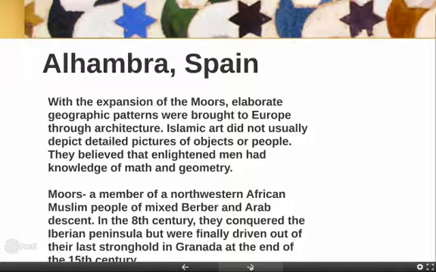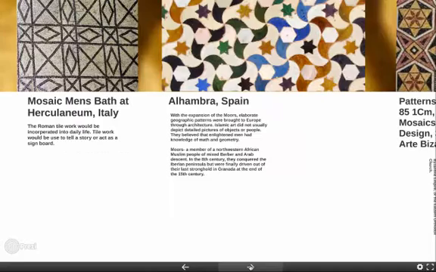Now, what is a Moor? Alright, now the Moors were a mix of Berber, which are kind of like nomadic people, and people of Arabic descent. Now in the 18th century, they conquered the Iberian Peninsula. The Iberian Peninsula would be Italy, parts of Greece. They were finally driven out in their last stronghold in Granada at the end of the 15th century. So there was a large amount of time that they were building and using these ideas that they had on tile work, and a lot of them tessellated.